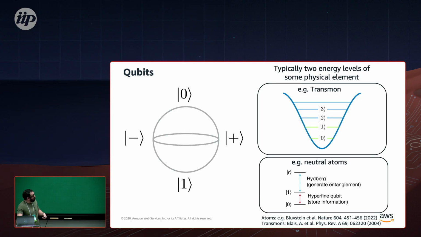But let me start with just talking about error correction in general, right? And of course about the qubits. So we all have seen the qubit, right? We can put it on the Bloch sphere. It's just a superposition of ket 0, ket 1.